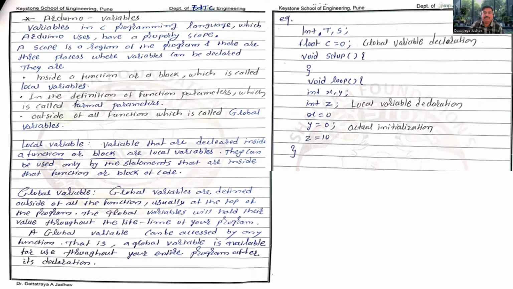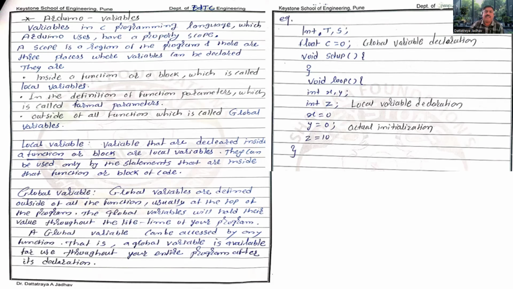But global variables are declared or defined outside of the function, usually at the top of the program. So global variables will hold their value through the lifetime of your program. They are available throughout the program, right? A global variable can be accessed by any function. That is, a global variable is available for use throughout your entire program after its declaration.